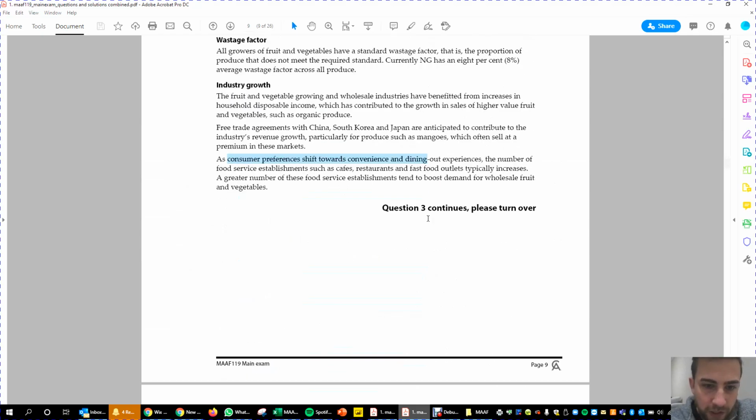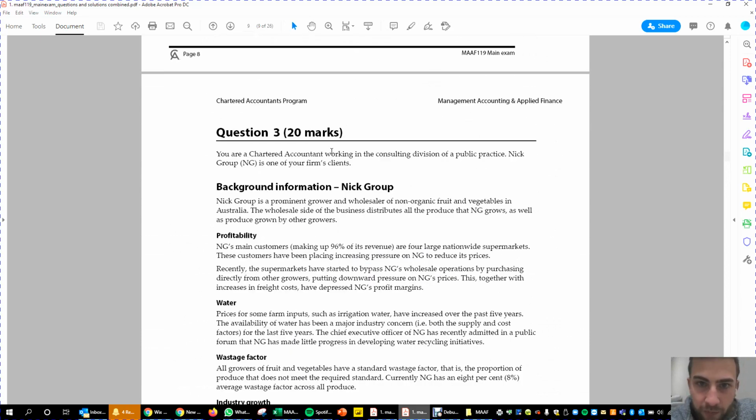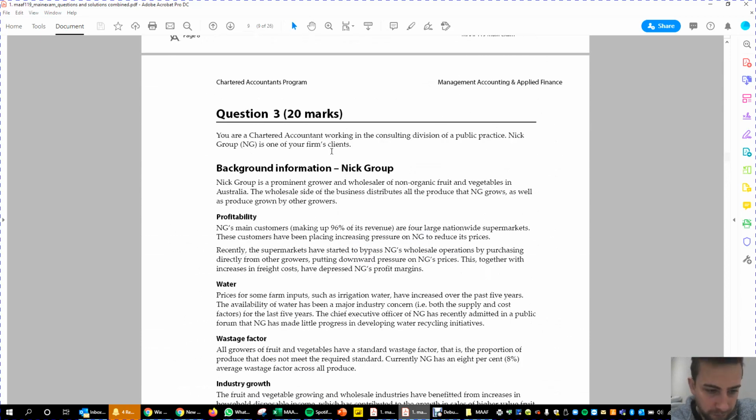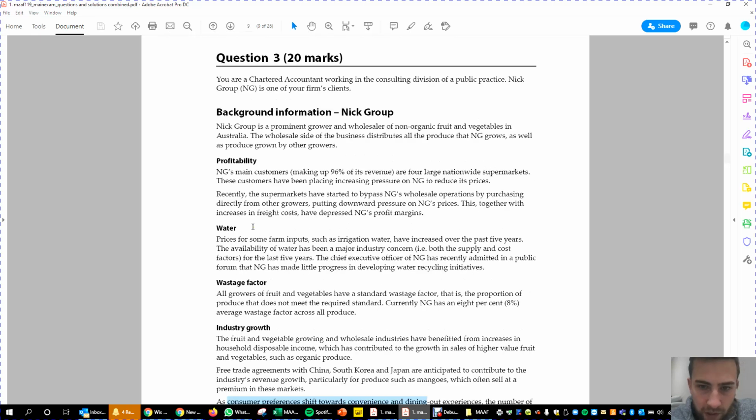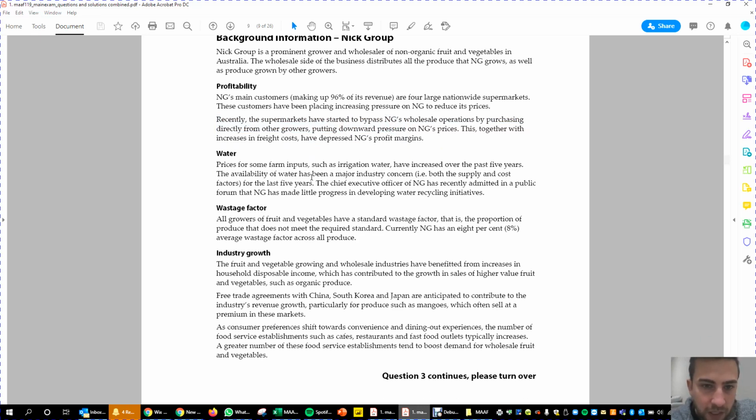Okay, so if we just summarize, we need 6 threats. We've mentioned quite a few. If we're going to pick the best ones, number 1, I'd probably choose concentration of customers. That's 1. Number 2 is supermarkets bypassing and purchasing from other growers. Number 3 is maybe increasing freight costs. That's 3. Number 4 might be the actual supply of water, the accessibility of water. That's 4.